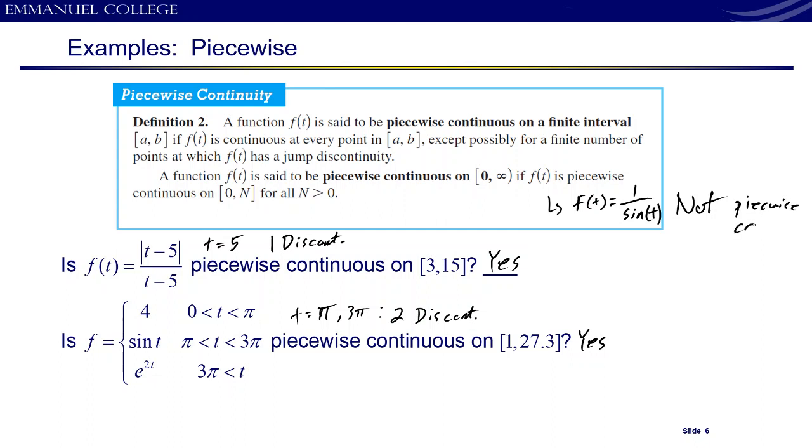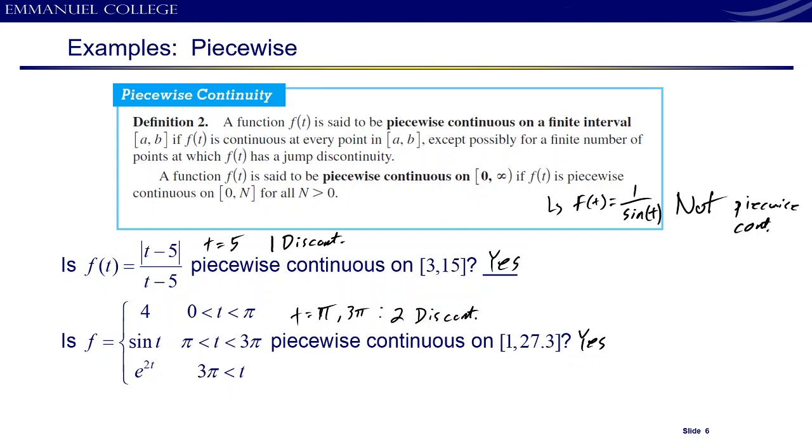So this one's not piecewise continuous. The reason for that is it doesn't have jump discontinuities. It's completely undefined at 0, pi, 2 pi, 3 pi, 4 pi, and so on. Those are not jumps. Those are just straight up discontinuities. There is no point there.